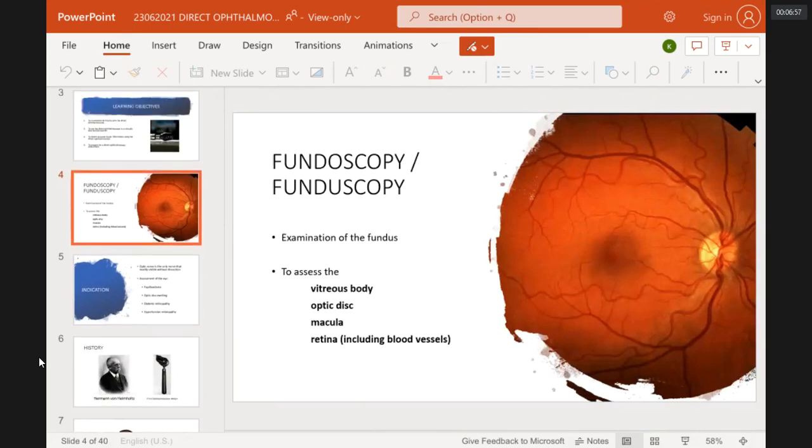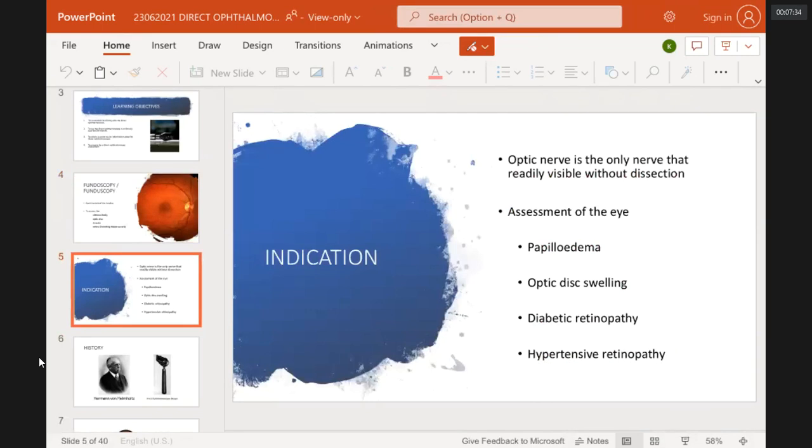So basically when we are doing a funduscopy, when we are looking at the posterior, these are the things that we would like to see. First of all, from the anterior, you can assess the cornea, and then coming in, you'll be assessing the anterior chamber, and then the lens, the pupil, and then posterior to the lens will be the vitreous body, and then the optic disc, and then the macula, and then the whole retina, including the vessels.